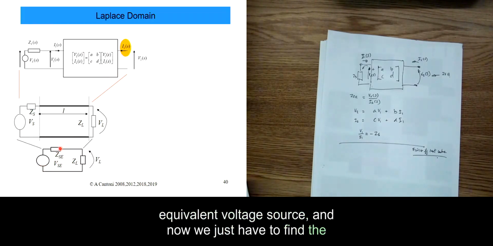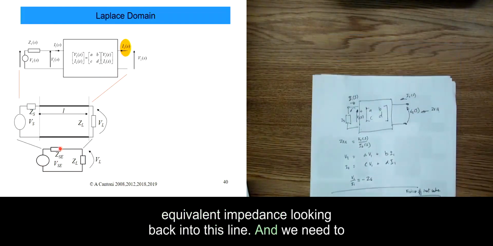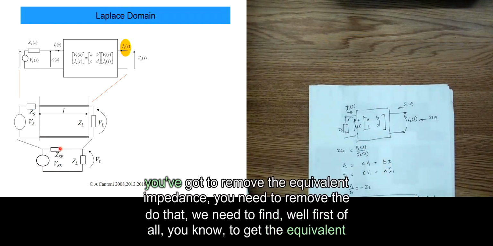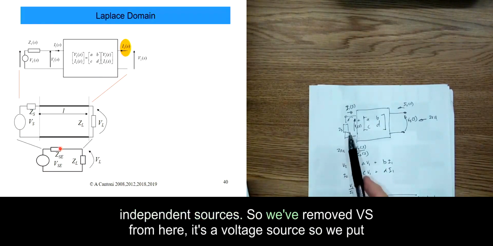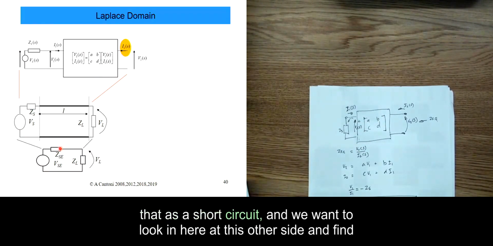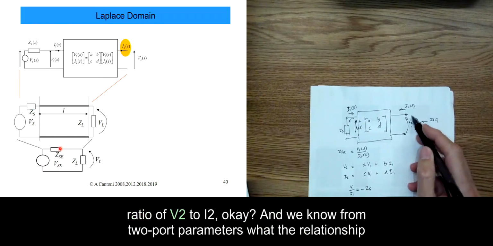just have to find the Thevenin equivalent impedance looking back into this line. To get the Thevenin equivalent impedance, first of all, you need to remove the independent sources. So we've removed VS as a voltage source, we put it as a short circuit, and we want to look in at this other side and find the ratio of V2 to I2.